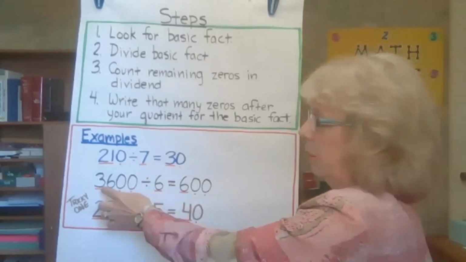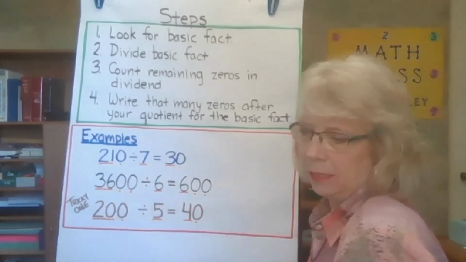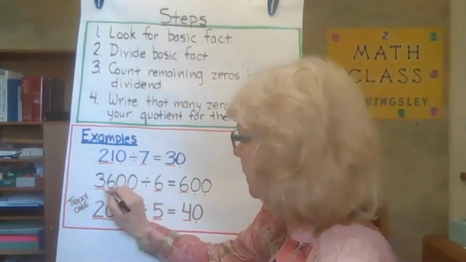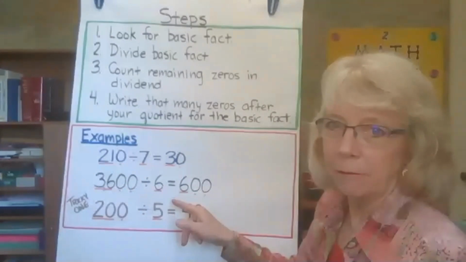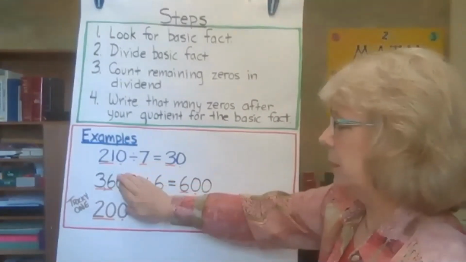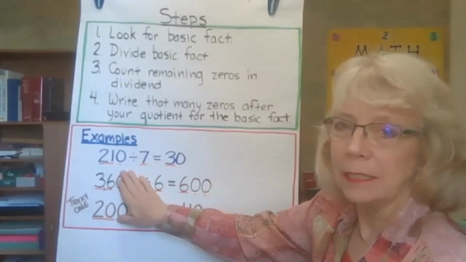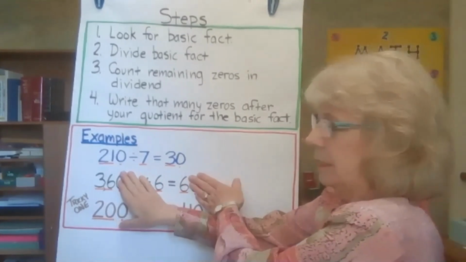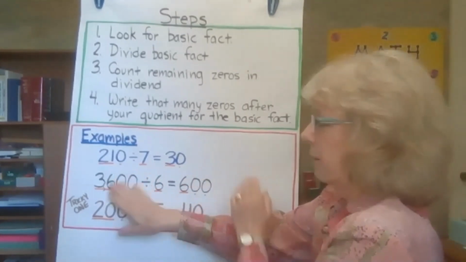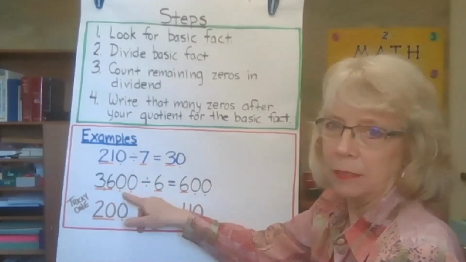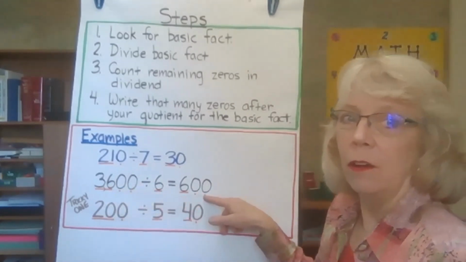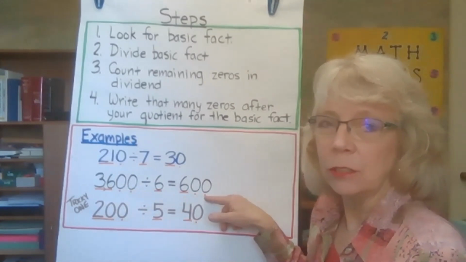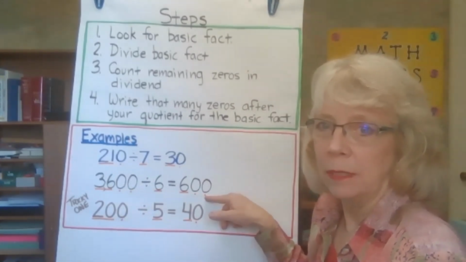3,600, which you could say either way, divided by 6. We're going to look for that basic fact, and we spot it right there. 36 divided by 6 is 6. We write that down, then we count our number of zeros, put dots under them, and add that many zeros to our quotient, our answer to our basic fact division problem.